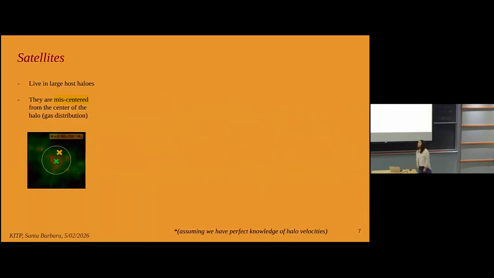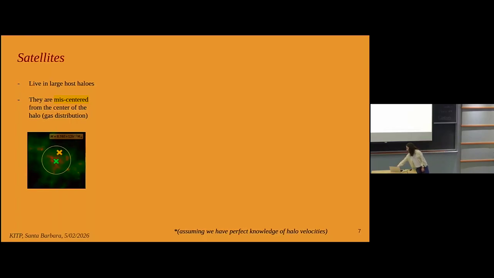Okay, but those were centrals. Now let's go to satellites, that we don't talk about a lot, but I think we should be talking about. I think the two most important things that we should have in mind when we talk about satellites in the kSZ context are, one, that they live in large host halos, so their contribution is upweighted because there is more gas in the halos they live in. And two, that they are mis-centered with respect to the center of the halo. So this will lower the density and change the shape of the profile.